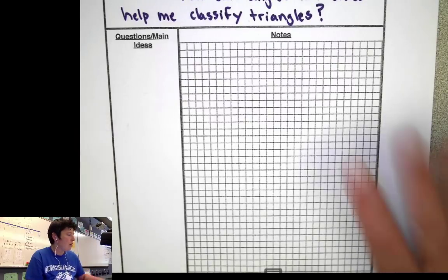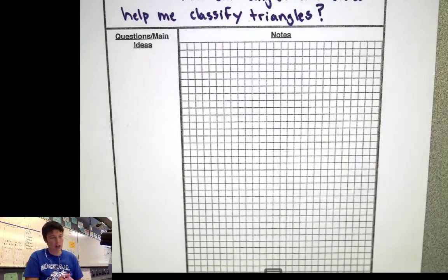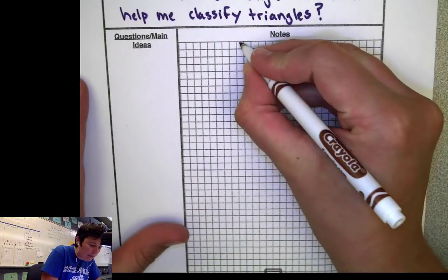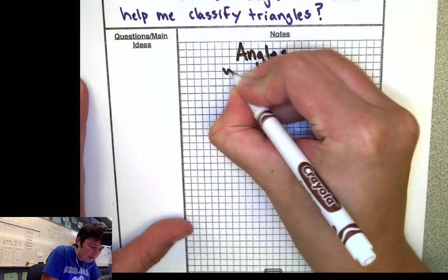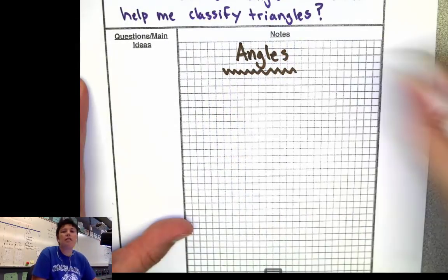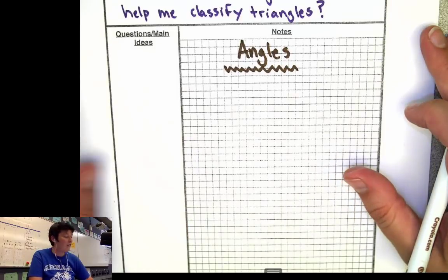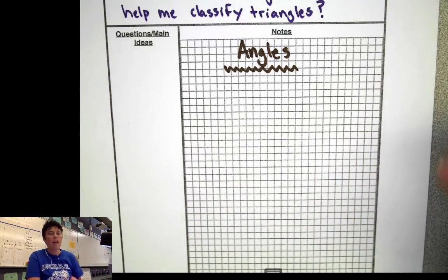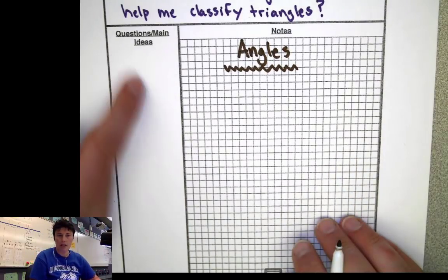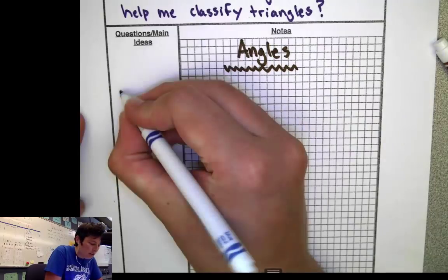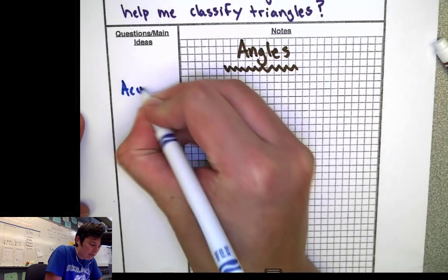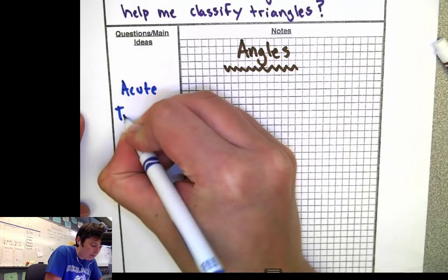So in our notes, we're going to be building a couple of charts. Why don't we start with angles first? So at the top up here, I'm going to write angles. And let's talk about the different types of triangles that we can have just based on their angles. The first one, which I'm going to write on this left-hand side today, is what we call an acute triangle.